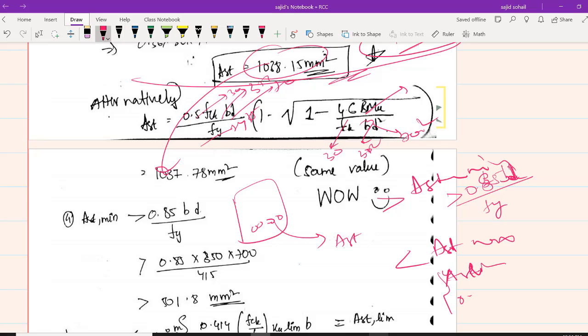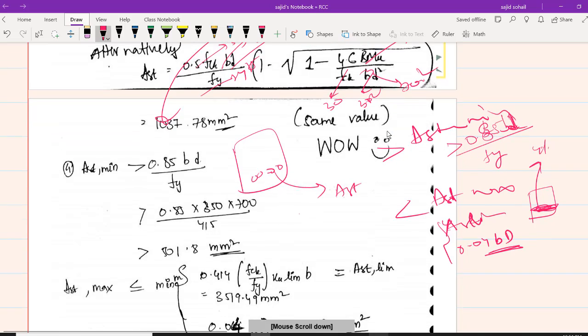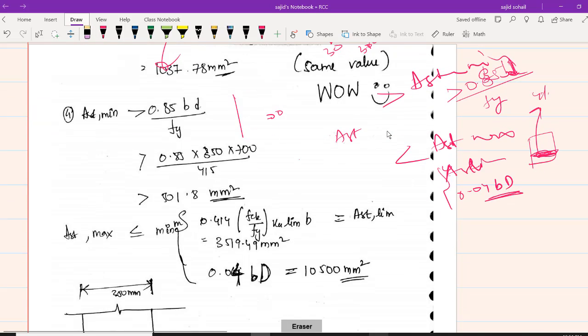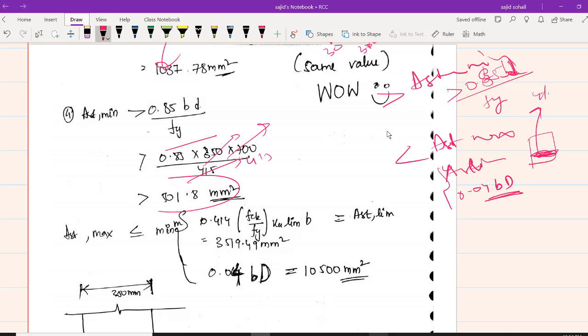and 0.04 of BD, B into capital D, gross area. ये जो एंटायर सेक्शन है इसमें 4% से ज़्यादा स्टील को ऑक्यूपाई नहीं करना चाहिए. Maximum area which it can take in my rectangular section is 4%. So 0.04 B into D. End of story. Right. So let us try to calculate AST. मिनिमम कितना है 0.85 into B value 350, D value 700 divided by Fy which is 415. कैलकुलेट करके देखना. 501.8 mm².